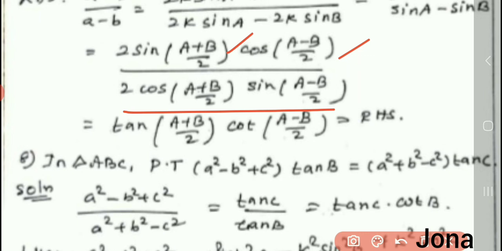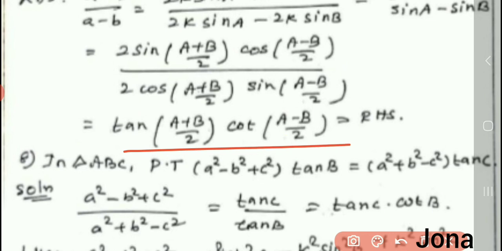Okay, here I can cancel this 2 and 2. It gets cancelled. Therefore, the remaining things are sin by cos is tan. So tan of a plus b by 2, and here cos of a minus b by 2 divided by sin of a minus b by 2, that is nothing but cot. Okay, so the required answer is tan of a plus b by 2 into cot of a minus b by 2.